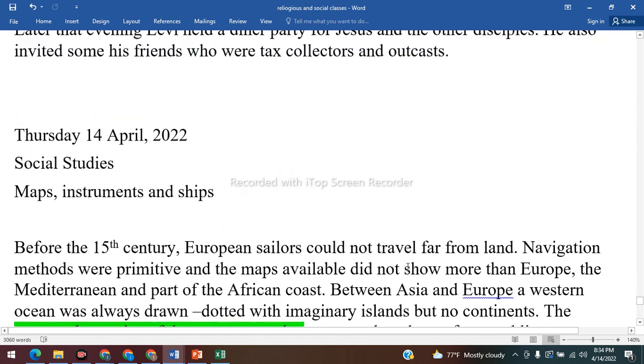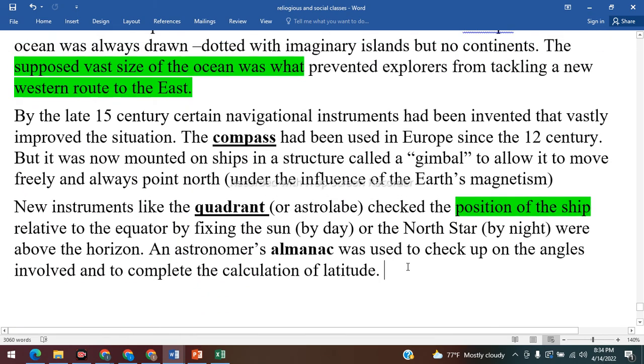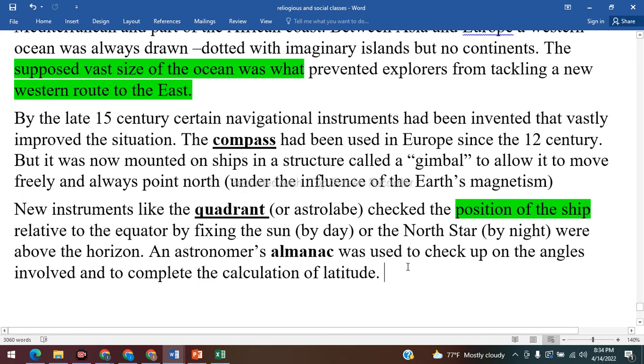Started on social studies. Let me know if I can move this if y'all have it already. Yes, sir. Okay. Yes, sir, I got it. Okay. That's good. Please make sure you send me the notes so I can see that you're following along.